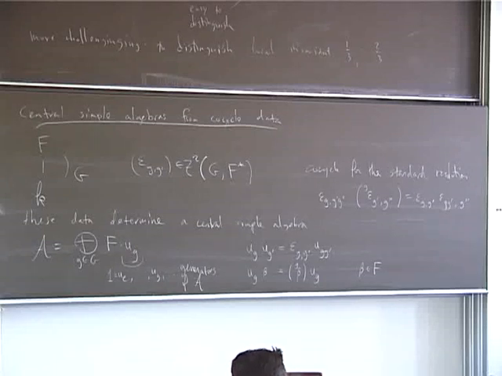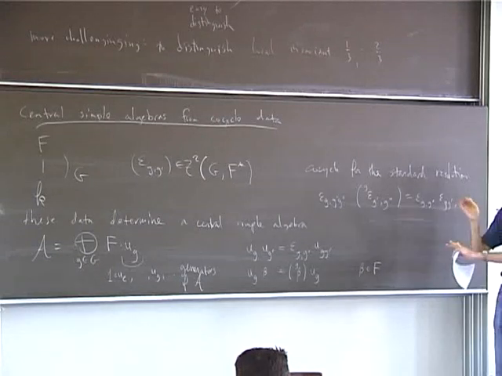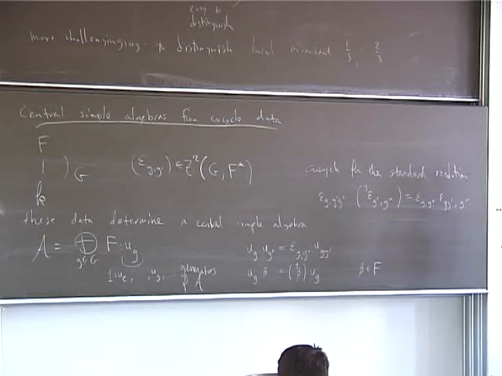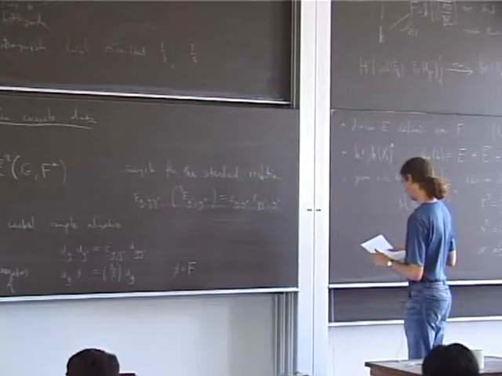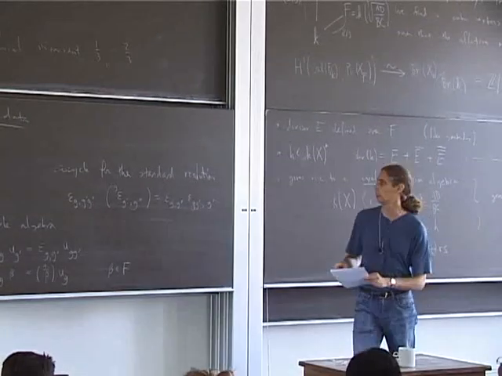Okay, I should mention this description is one of several choices. There are other choices with differing conventions. Even the cocycle condition you might see written with different left versus right conventions, but let's just fix this. So this will be the central simple algebra associated with a two-cocycle. Okay, well, let's see an example of this.